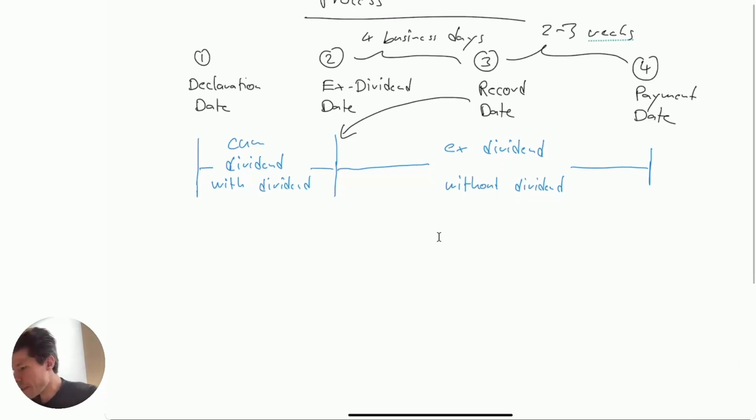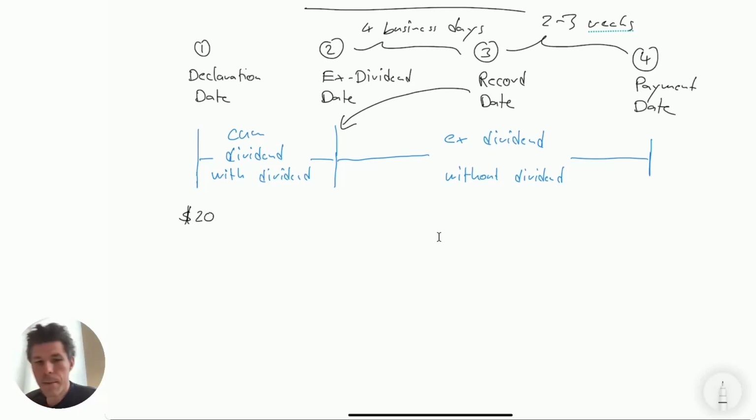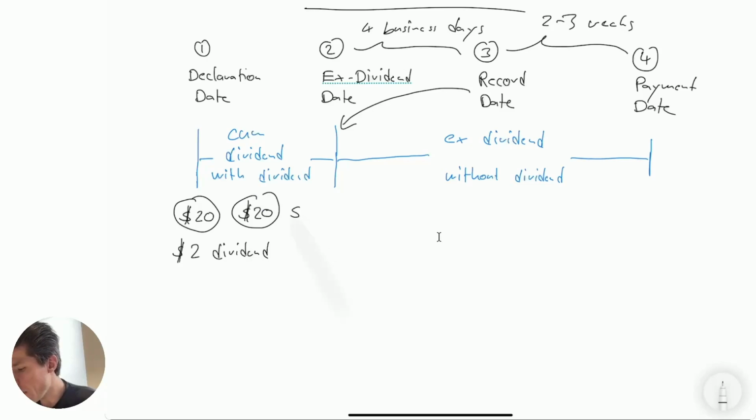What happens with the share price? Quite important. So let's say one share is traded at $20. And here at the declaration date, the board of directors decides it will be a $2 dividend payment. Then if you buy a share here, you are entitled to $2 because you have bought the share before the ex-dividend date. If you buy a share here, again, you are entitled. If you buy a share here, you are entitled to the $2 dividend.